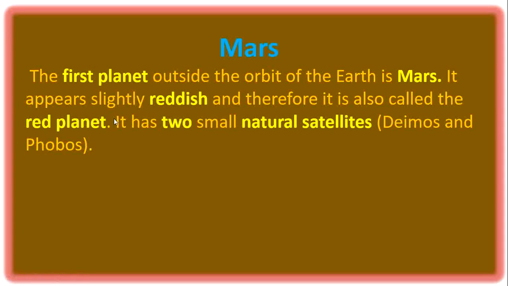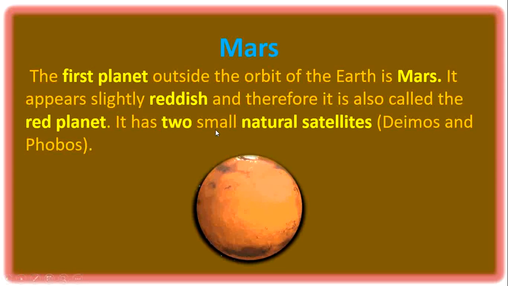Which one is a red planet? Mars is the red planet. It has two small natural satellites, Deimos and Phobos. Mars is half the size of the Earth. It is sometimes called the red planet because of its rusty coloring.